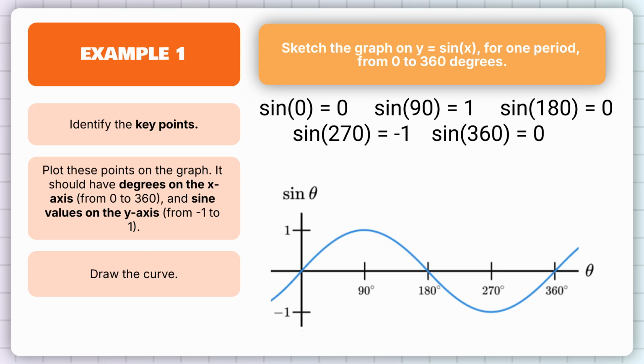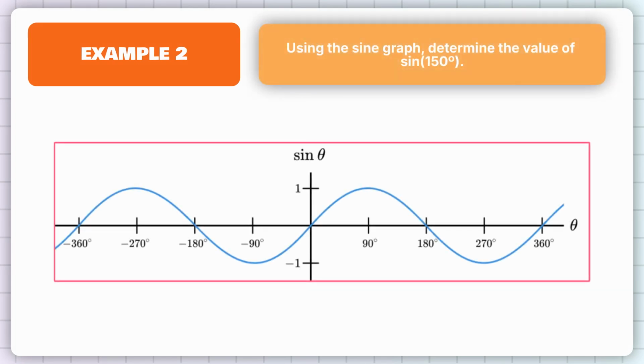The sine graph starts at (0, 0), rises to (90, 1). Then it comes back down to (180, 0), dips to (270, -1), and returns to (360, 0). This simple sketch helps us to visualize how the sine function behaves over one cycle.